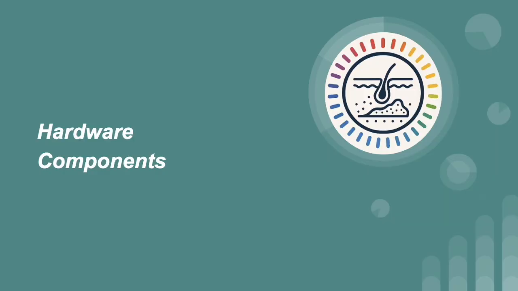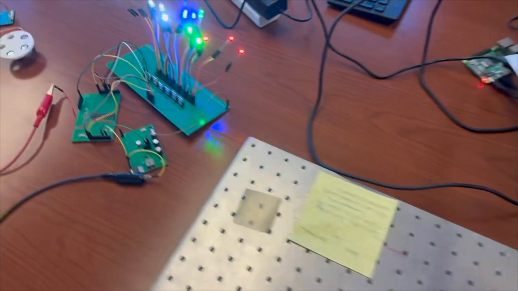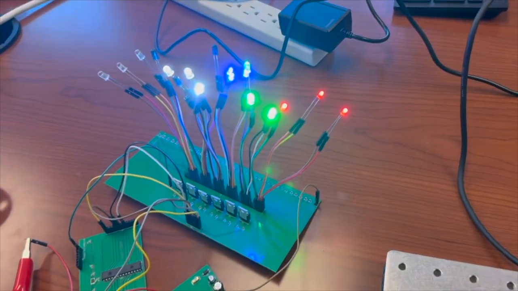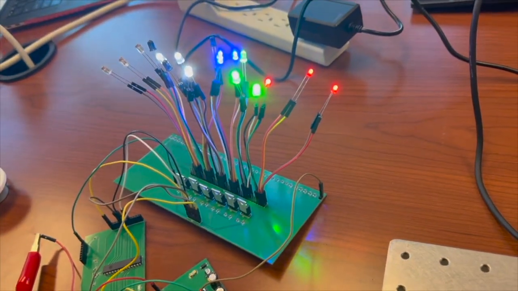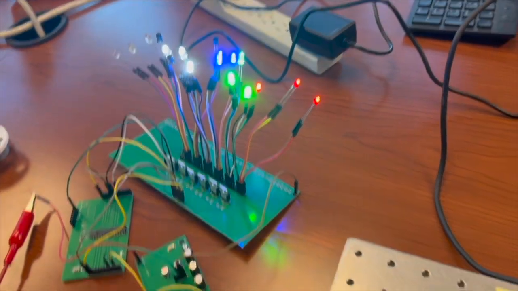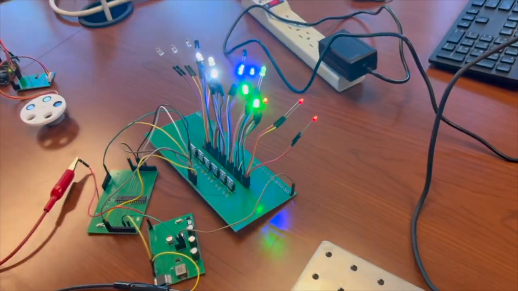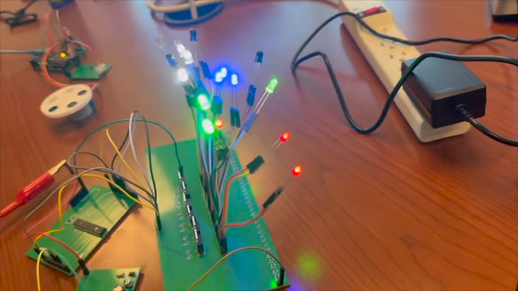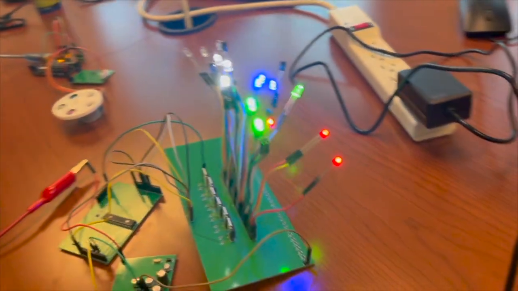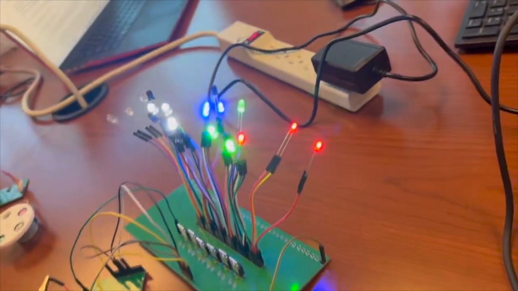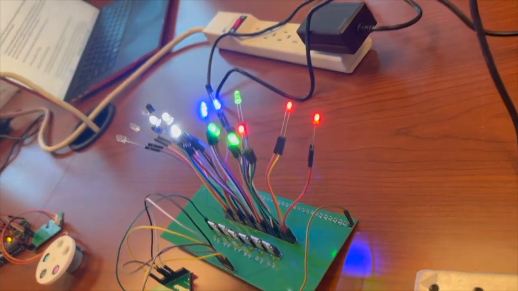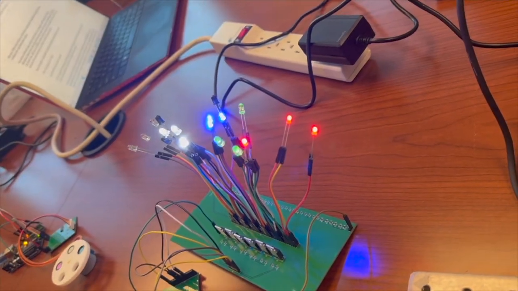Now we'll be moving on to the hardware components. This is the LED driver board. It is equipped with 6 N-channel MOSFETs, each capable of controlling up to 6 LEDs. In total, the system supports 36 LEDs: red, green, blue, white, and 940 and 850 nanometer infrared wavelengths. The brightness of each LED is individually controlled using pulse width modulation, allowing smooth fading sequences as demonstrated here.